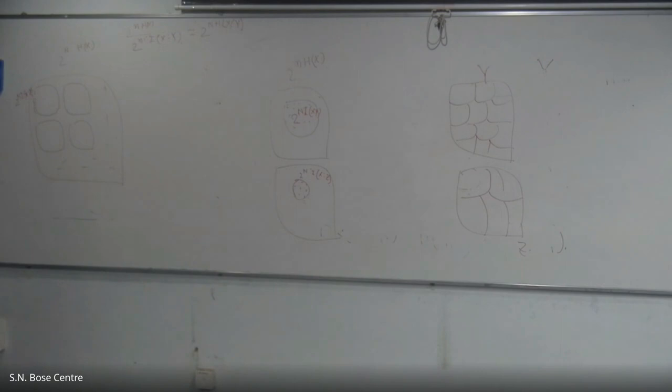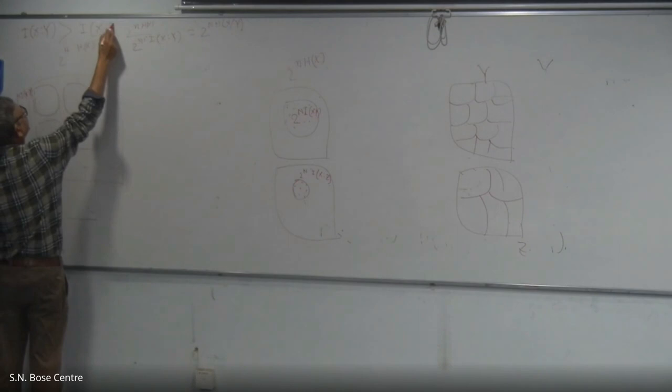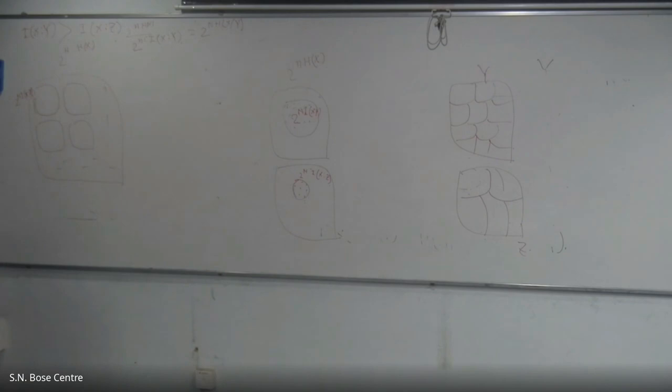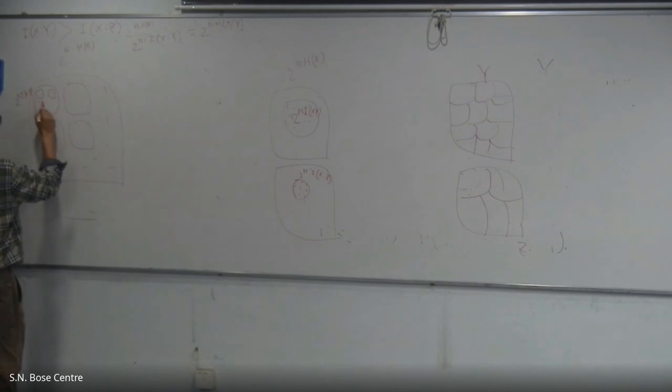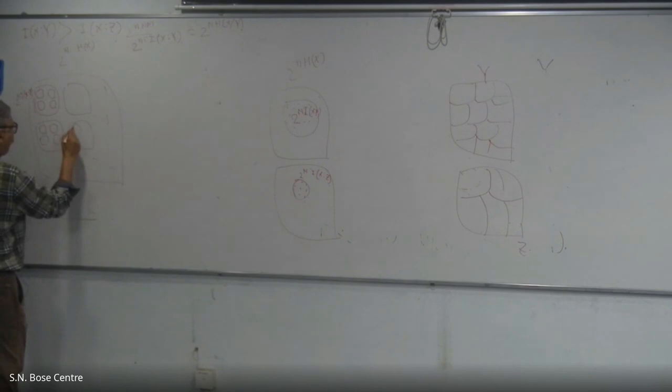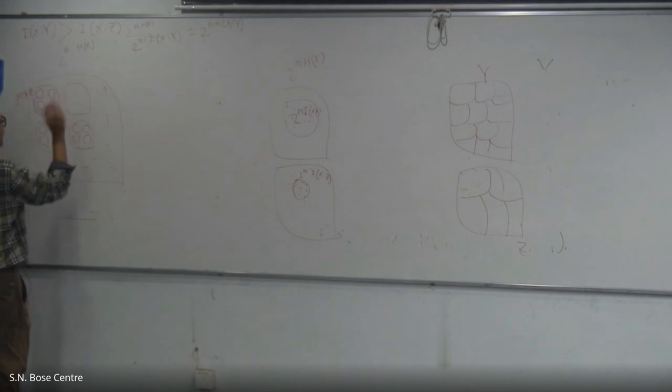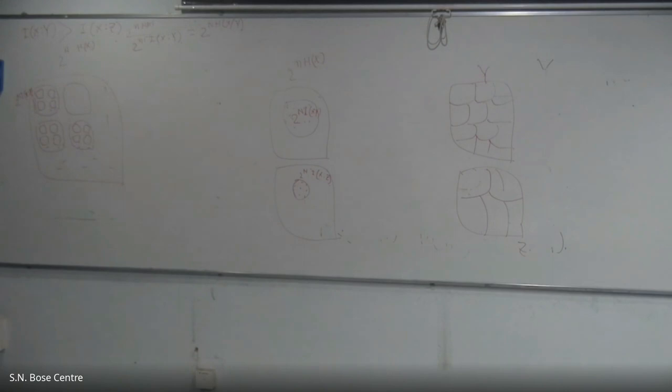And within each block, because I already told you, I(X;Y) is strictly greater than I(X;Z). So the block for X, Z will be smaller. In each of these blocks containing 2 to the power nI(X;Y) points, I put another block which contains 2 to the power nI(X;Z) points, because they are lower.